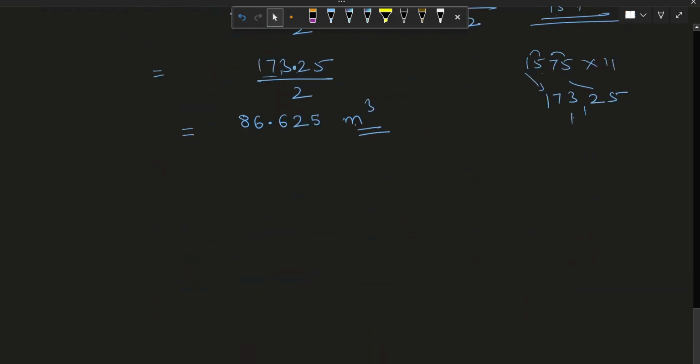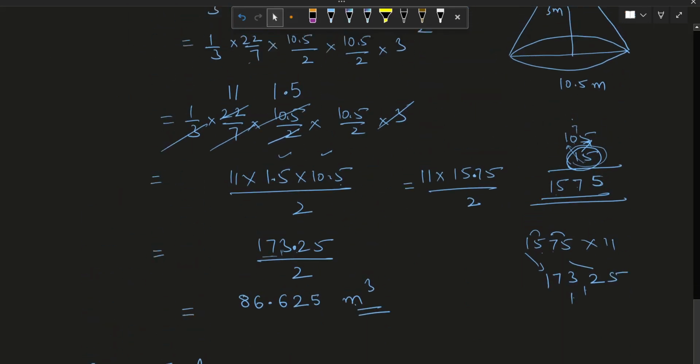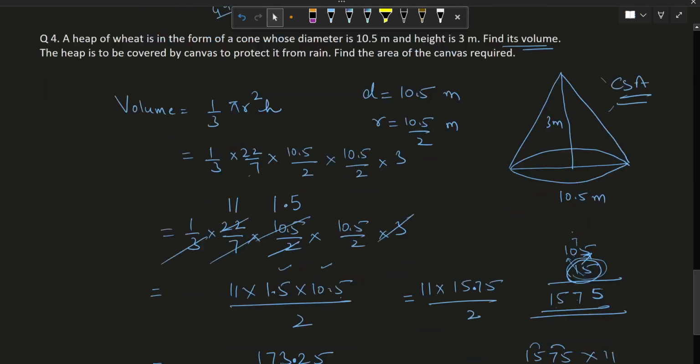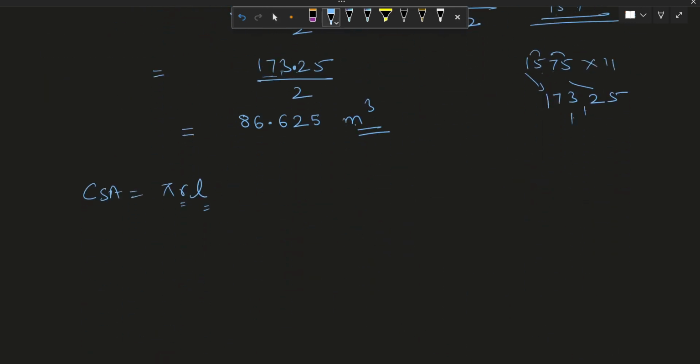So to get the CSA, when you cover something, CSA formula is what? Pi r L. I have R, but I do not have L. So to calculate L, what do we need? Height and radius. Okay, radius is this, height is 3. Let's calculate. So L formula was what? Square root of H square plus R square. What was R? 10.5 by 2.